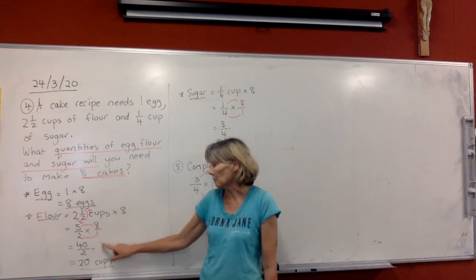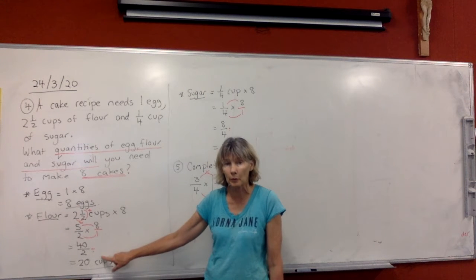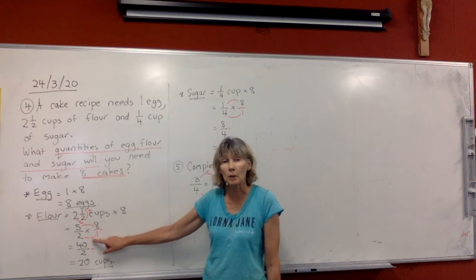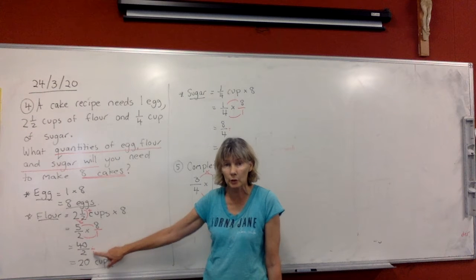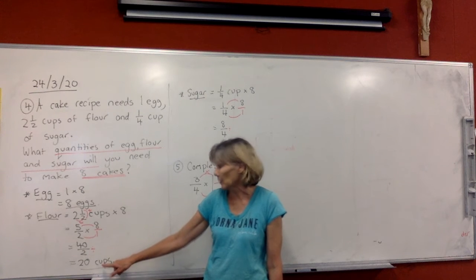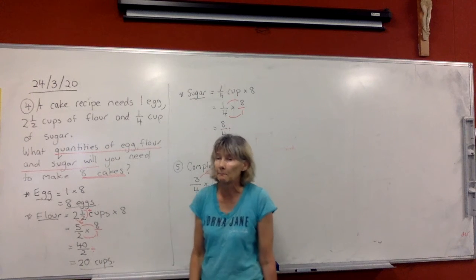Times your tops times your bottoms will give you 40 over 2. If you read this top to bottom, it says 40 divided by 2, and you know the answer to that is 20, so it's 20 cups of flour.